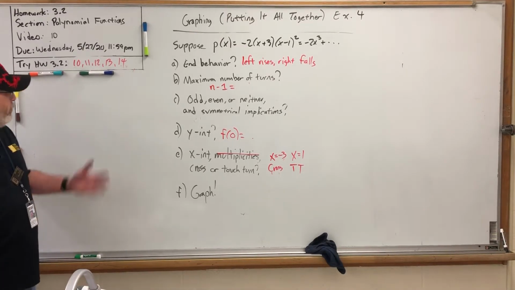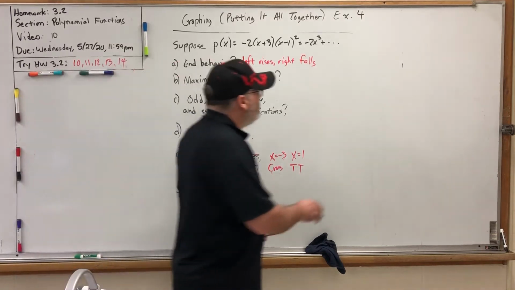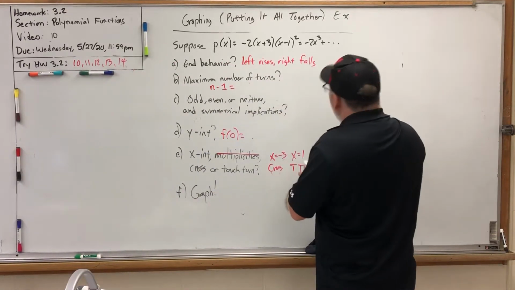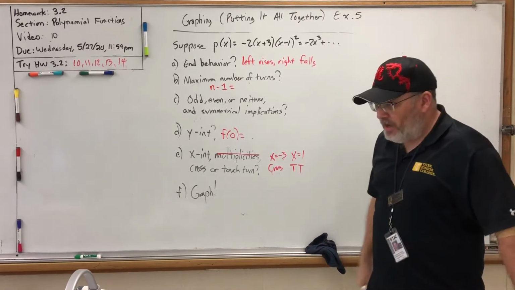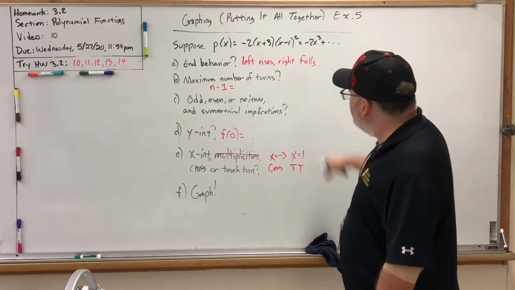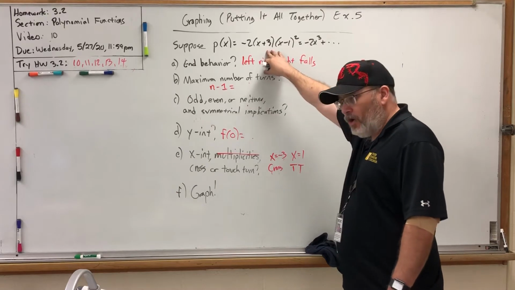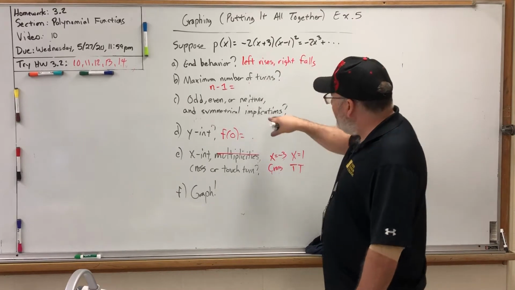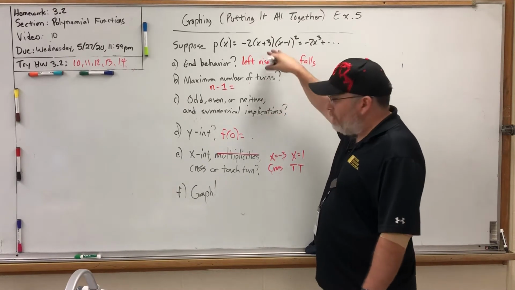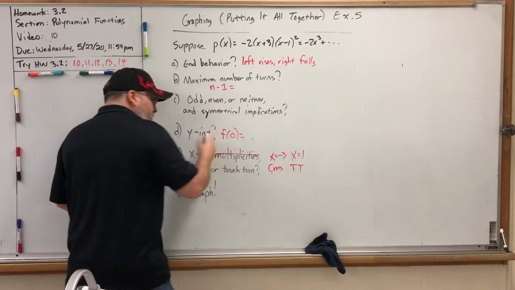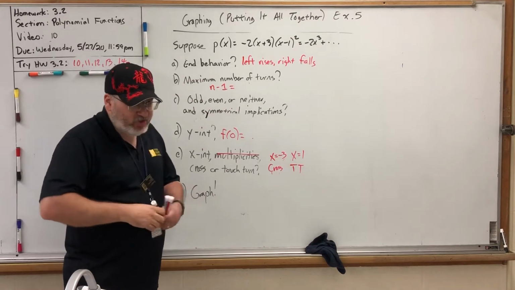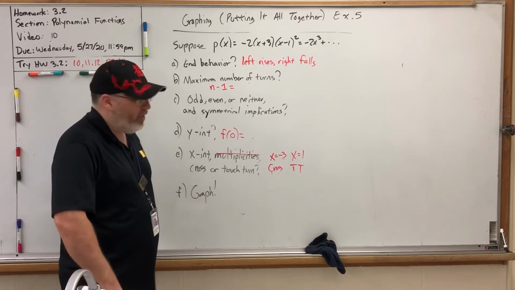The following example correlates to homework questions 10 through 14, and this is example 5. I do want to say that for the last 3 videos, we're using the functions that were already factored. Checking odd, even, or neither with factored functions, it's not impossible, it's just not as obvious as if they were unfactored.